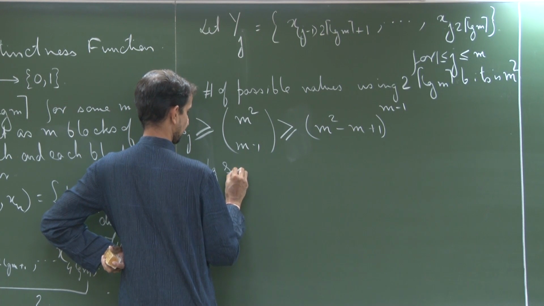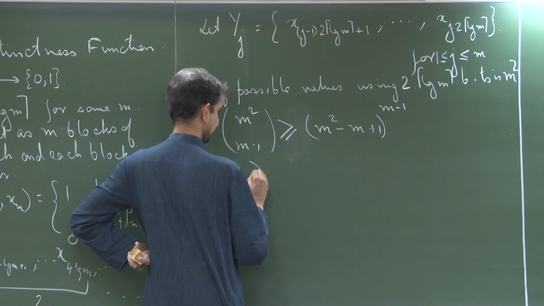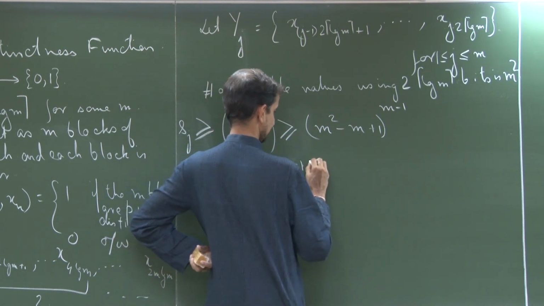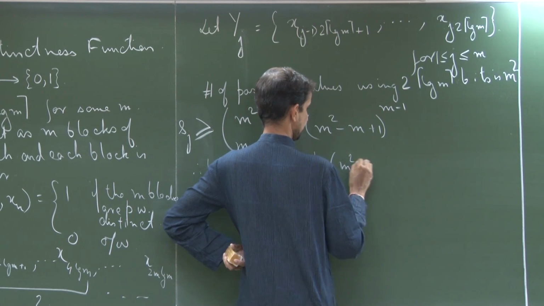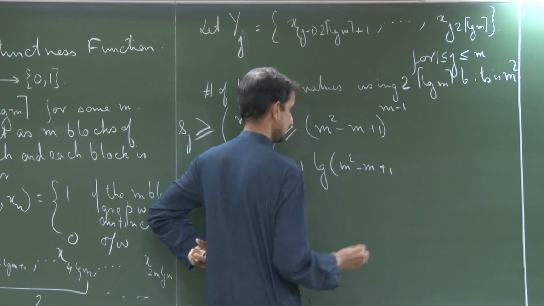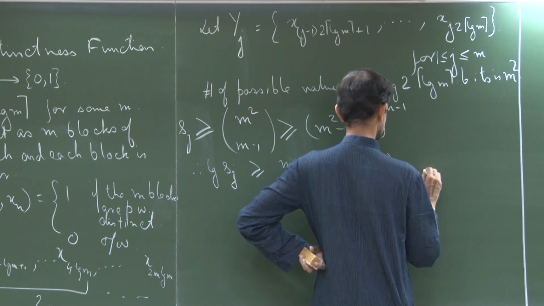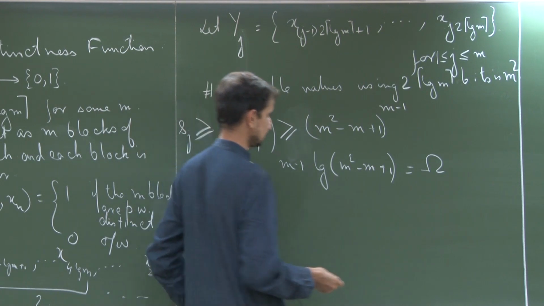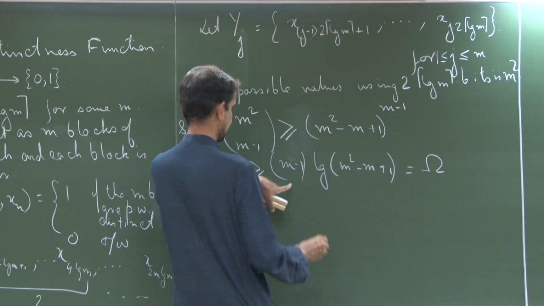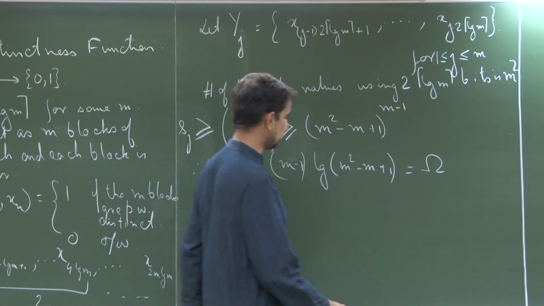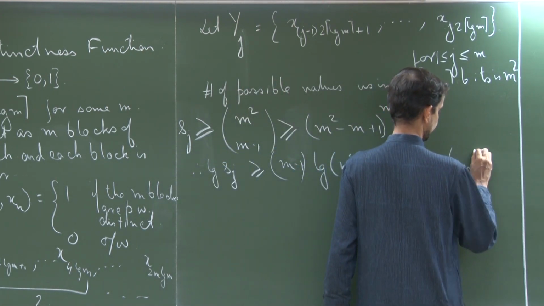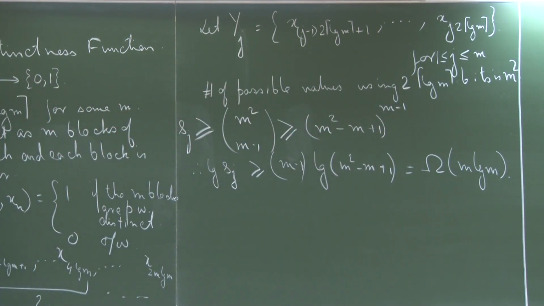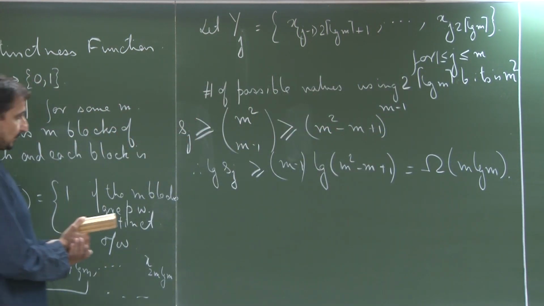And therefore, log of S j will be greater than m minus 1 times log of (m square minus m plus 1). And yeah, we actually need a lower bound over here. So this is omega of, here I have an m term and a log m term. So for some constant, it is greater than that constant times m log m.